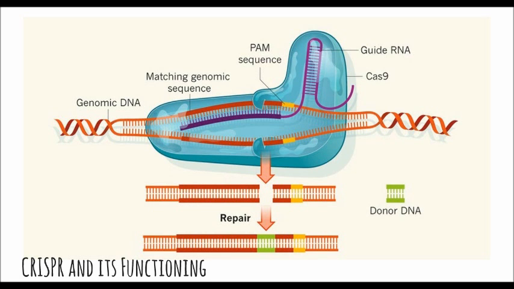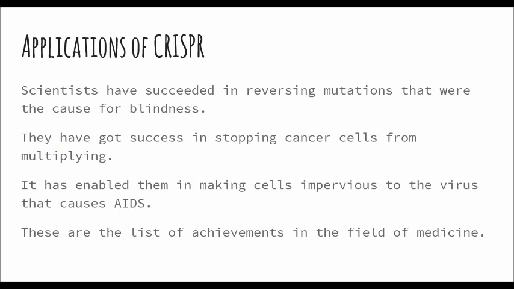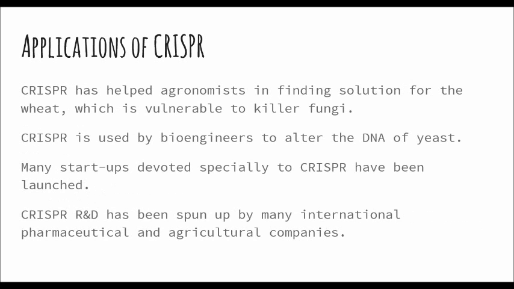This diagram represents CRISPR and its functioning: the genomic DNA, how the CRISPR matches the genomic sequence, the PAM sequence, the guide RNA, and the Cas9 protein. In the beginning of the video, I discussed the applications of CRISPR. Some other applications of CRISPR are that today many startups devoted specially to CRISPR have been launched. CRISPR research and development has been taken up by many international pharmaceutical and agricultural companies.